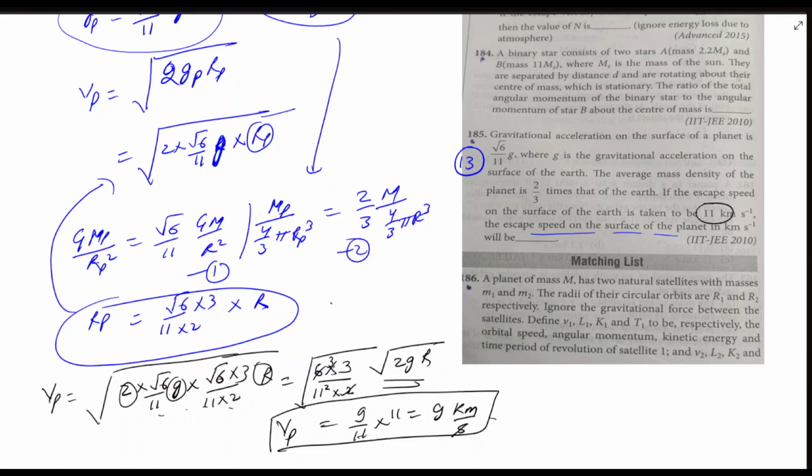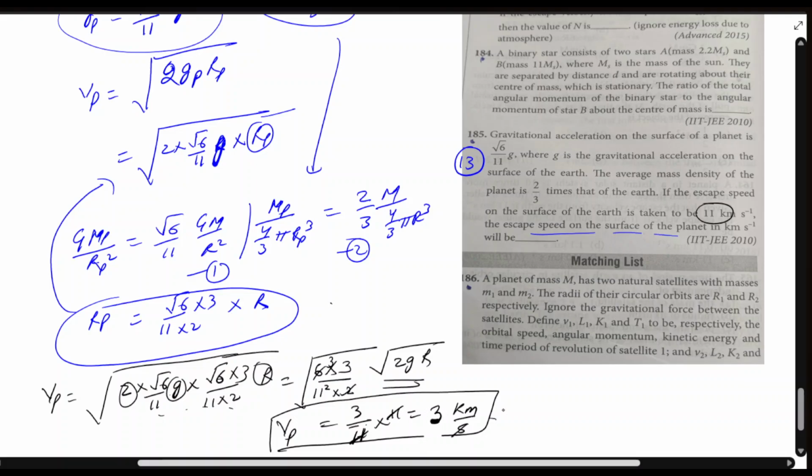Okay, 3 will come. Oh, okay. So this will be 3. It is 3 square, right? So answer will be 3. Answer will be 3. So this will be 3 by 11, and 11 will get cancelled. So we'll have 3 as the answer. So this is 3 kilometer per second.